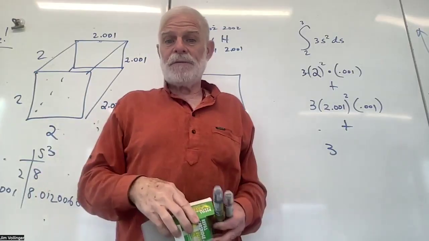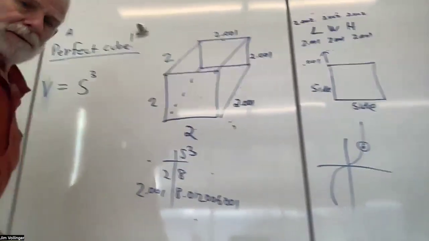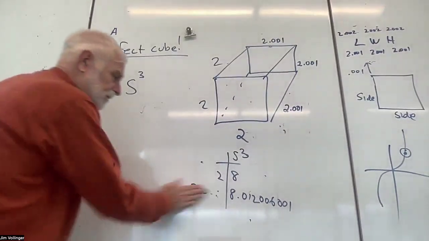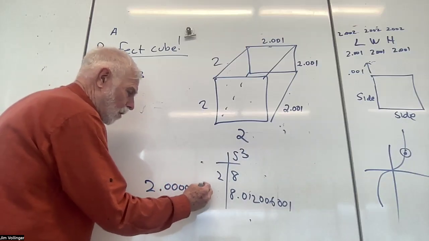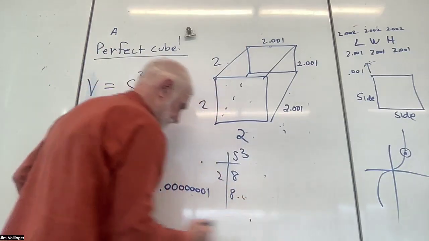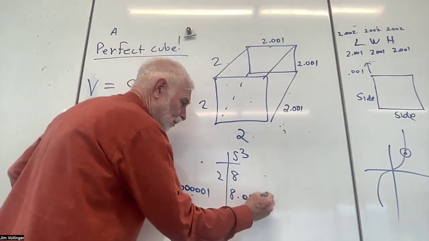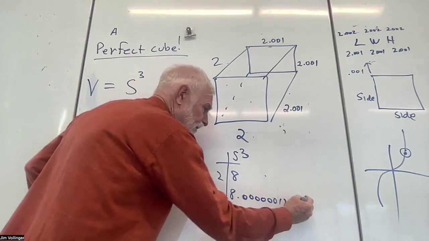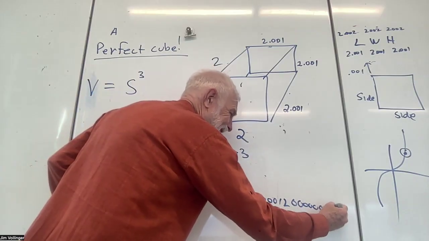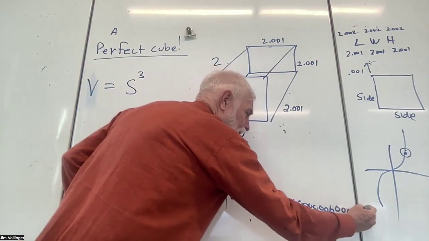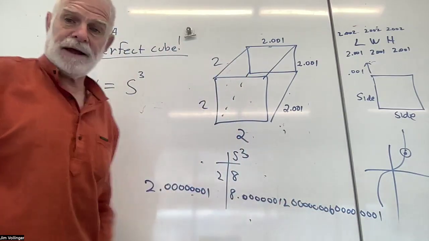Now, what happens if instead of 2.001, let's go back here, what happens if this wasn't 2.001 but 2.000000001? Then it becomes 1, 2, 3, 4, 5, 6, 7, 8. That's the pattern you're going to get.